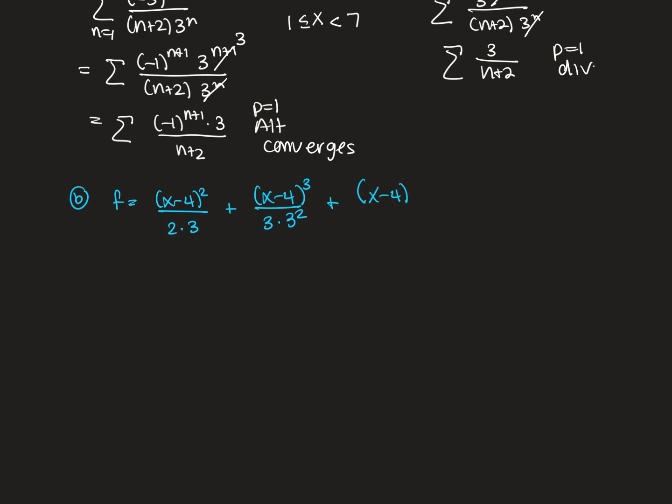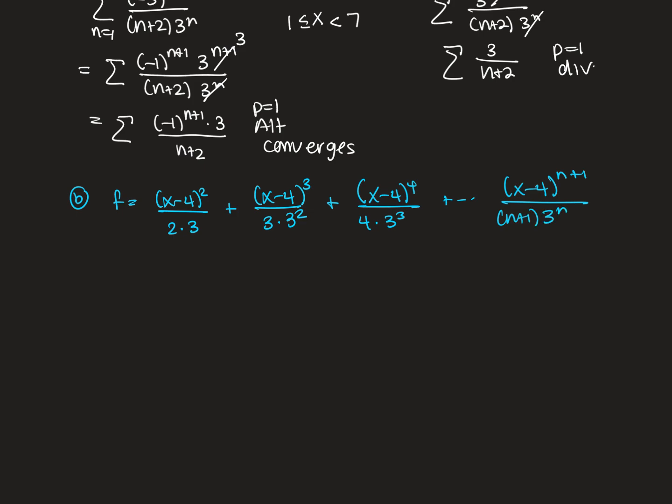(x - 4)^4 over 4 times 3^3. And remember, I think they asked us for the first 4 non-zero terms. Let me check. No, first 3 non-zero terms, so we don't need to generate any other ones. Remember, if it said 4, or if the first term went away, you had to make sure you generate it. And then, of course, we have our general term, which is (x - 4)^(n+1) all over (n + 1) times 3^n.